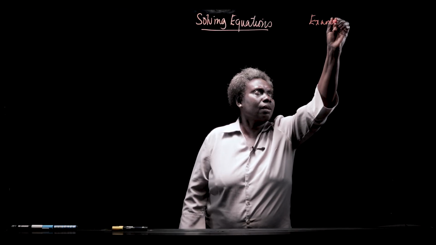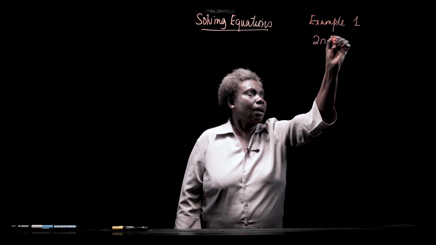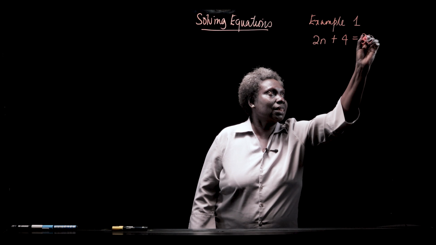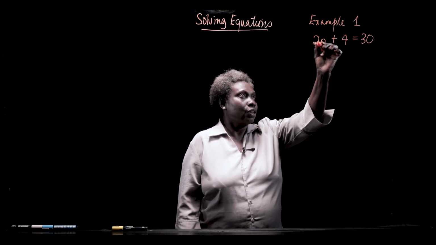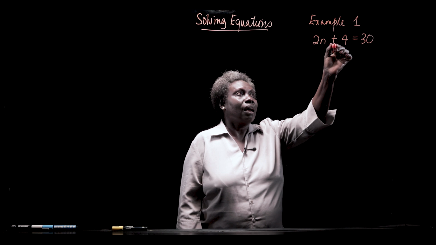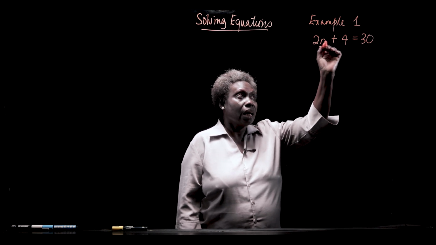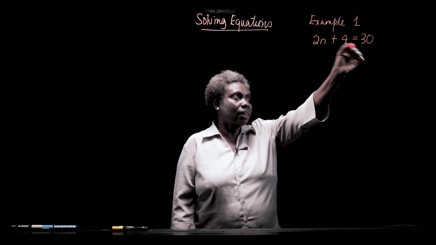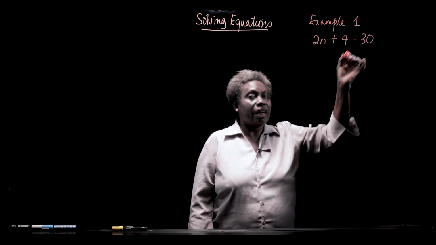Example 1, we have 2n plus 4 is equal to 30. Okay, we look at this equation. It has 2 times n plus 4 is equal to 30, which is an example of 2-step solving equations. Okay, what are we going to do first before we find the value of n?